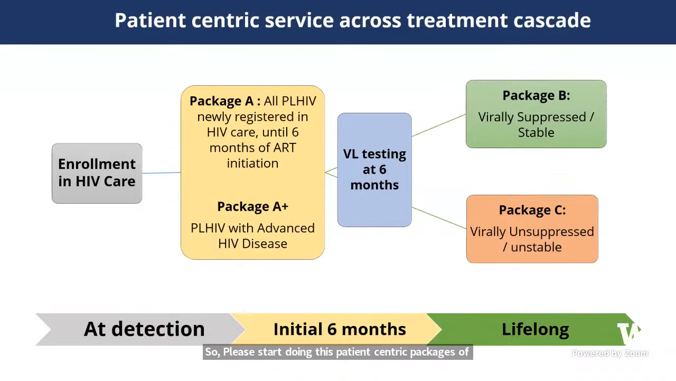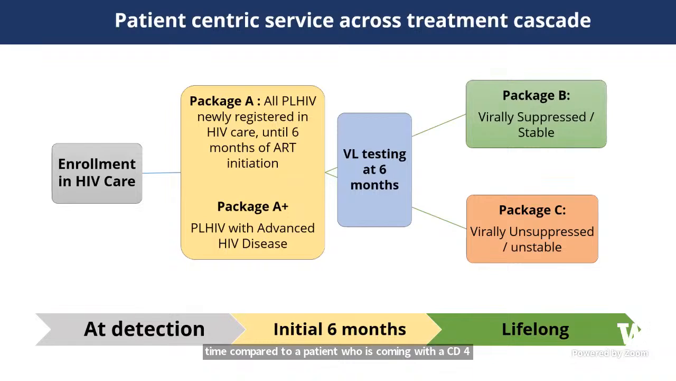Now, why NACO has put this framework within our national guidelines is that you want to prioritize the patient who should be getting that definitive and tailored care. For example, a patient coming with a CD4 count less than 200 needs your extra time compared to a patient who is coming with a CD4 count of 500 at ART initiation.